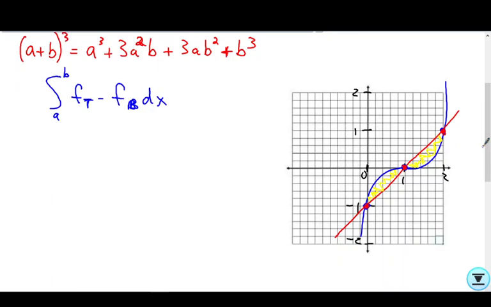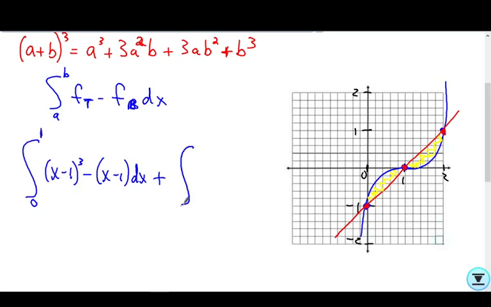So, let's start with our first area. Our first area goes from 0 to 1. Our function on top is the cubic, so it's going to be x minus 1 cubed minus x minus 1 dx plus the second area, which starts at 1 and goes to 2. But on that part, the top function is the linear function, and the bottom one is the cubic. So these are our integrals, okay, to find the area.